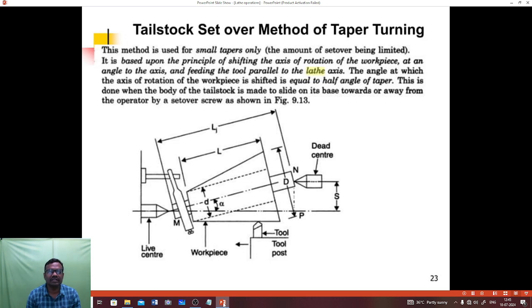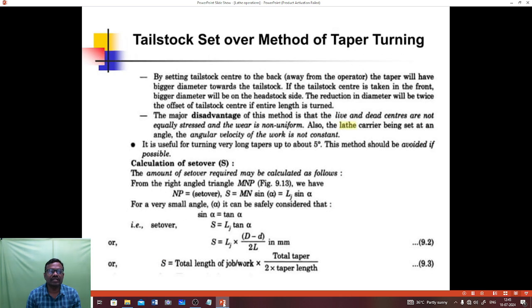The tailstock is moved away from its center position. Tailstock set-over method of taper turning again. By setting the tailstock center to the back, away from the operator, the taper will have the bigger diameter towards the tailstock. If the tailstock center is taken to the front, the bigger diameter will be on the headstock side. The reduction in diameter will be twice the offset of the tailstock center if the entire length is turned.